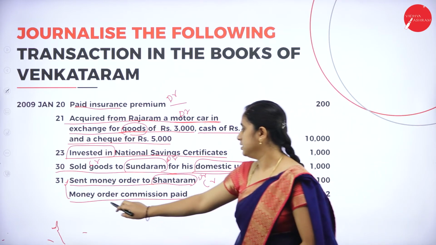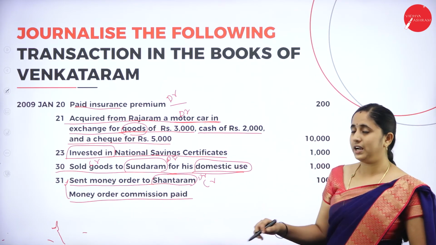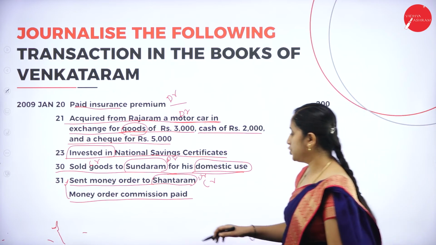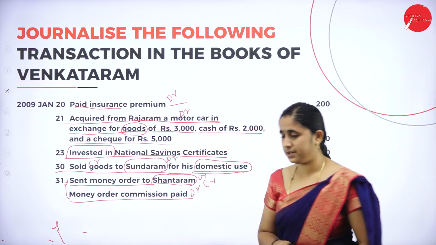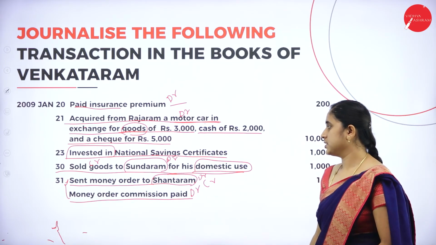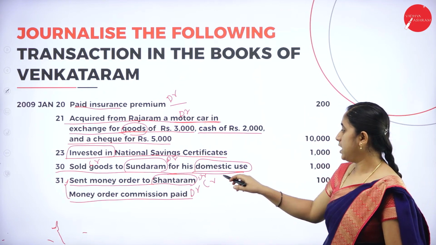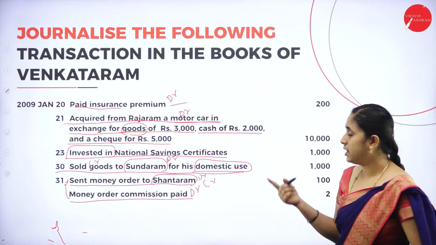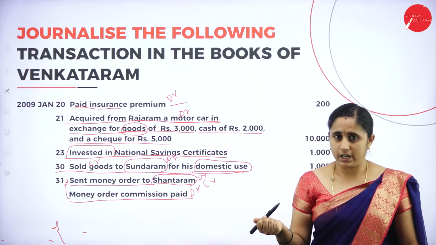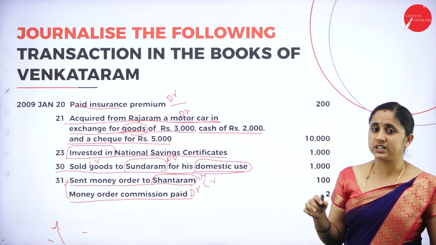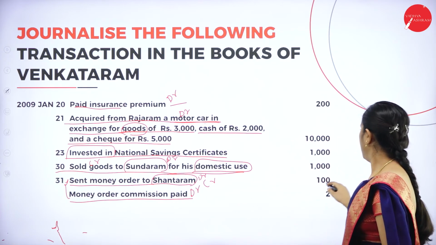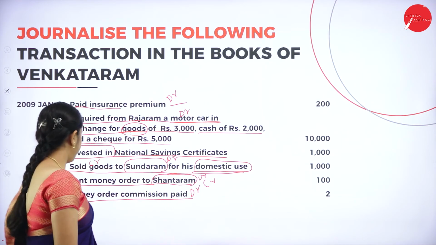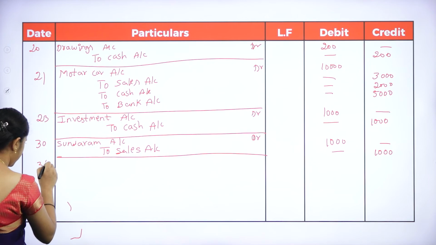In addition to this, money order commission is paid. You paid money order commission. So, commission paid is an expense. You should debit the expense. So, you need to debit the Shantaram account, the receiver, and money order commission account, which is an expense, to cash account. Cash is going out, rupees 100 plus rupees 2, total 102. On 31st, you sent a money order to Shantaram.